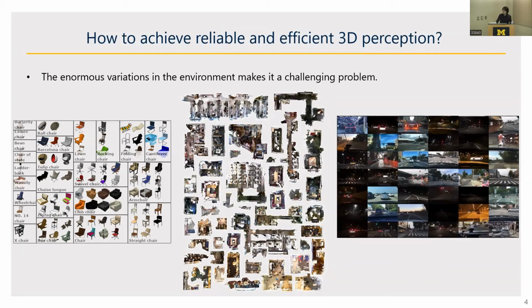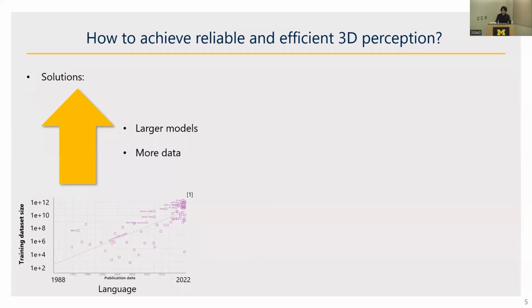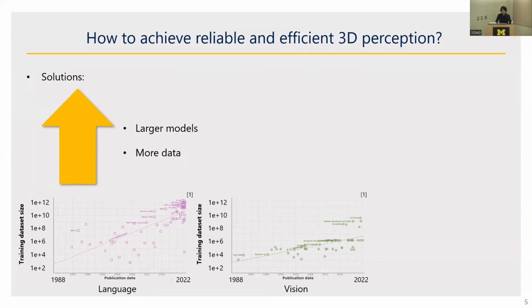So to deal with this challenge, a very popular solution is to scale up, to develop larger models, and to train with more data. And the idea of big models and data has been increasingly popular, especially with their success in text and image generation. Here is a figure showing the size of the datasets used in language models developed over the past 30 years. We can see that their sizes are growing rapidly, and they're approaching 10 to the power of 12 recently. And for vision models, their sizes are smaller, approaching about 10 to the power of 10. But we can see that they are also growing very rapidly.